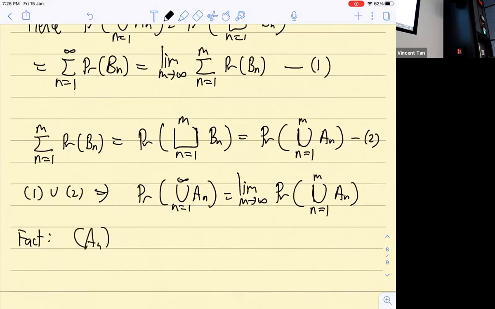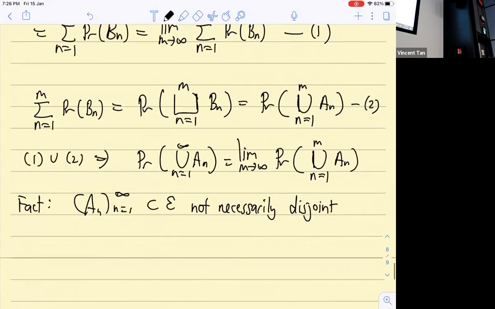So I have an event, not necessarily disjoint. By this, I just say that this is a subset of B. So each one of them is an event, not necessarily disjoint, again as in the previous part. Then we have that the probability of their union, n equals 1 to infinity, is less than or equal to the sum from n equals 1 to infinity of the probability of An.